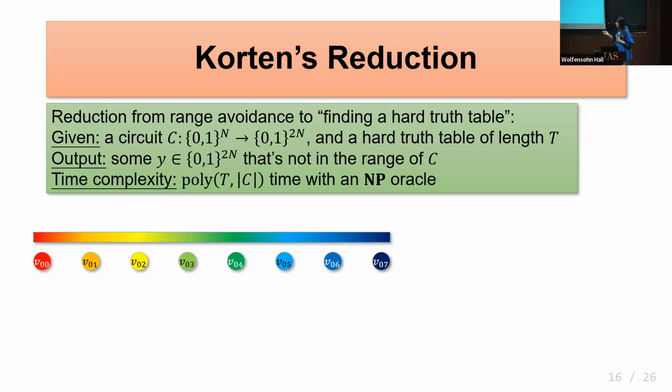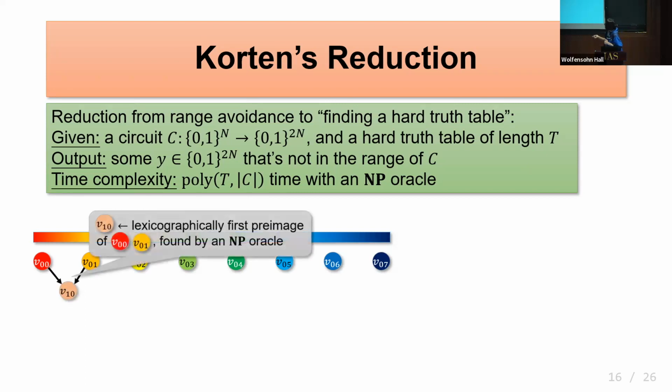So we first construct the GGM tree, and we distribute the hard truth table into the leaves. We first, for each non-leaf node, use the NP oracle to find the lexicographically first preimage of its two children. This step needs an NP oracle. Also, to make Korten's reduction well defined, we require this to be the lexicographically first preimage.